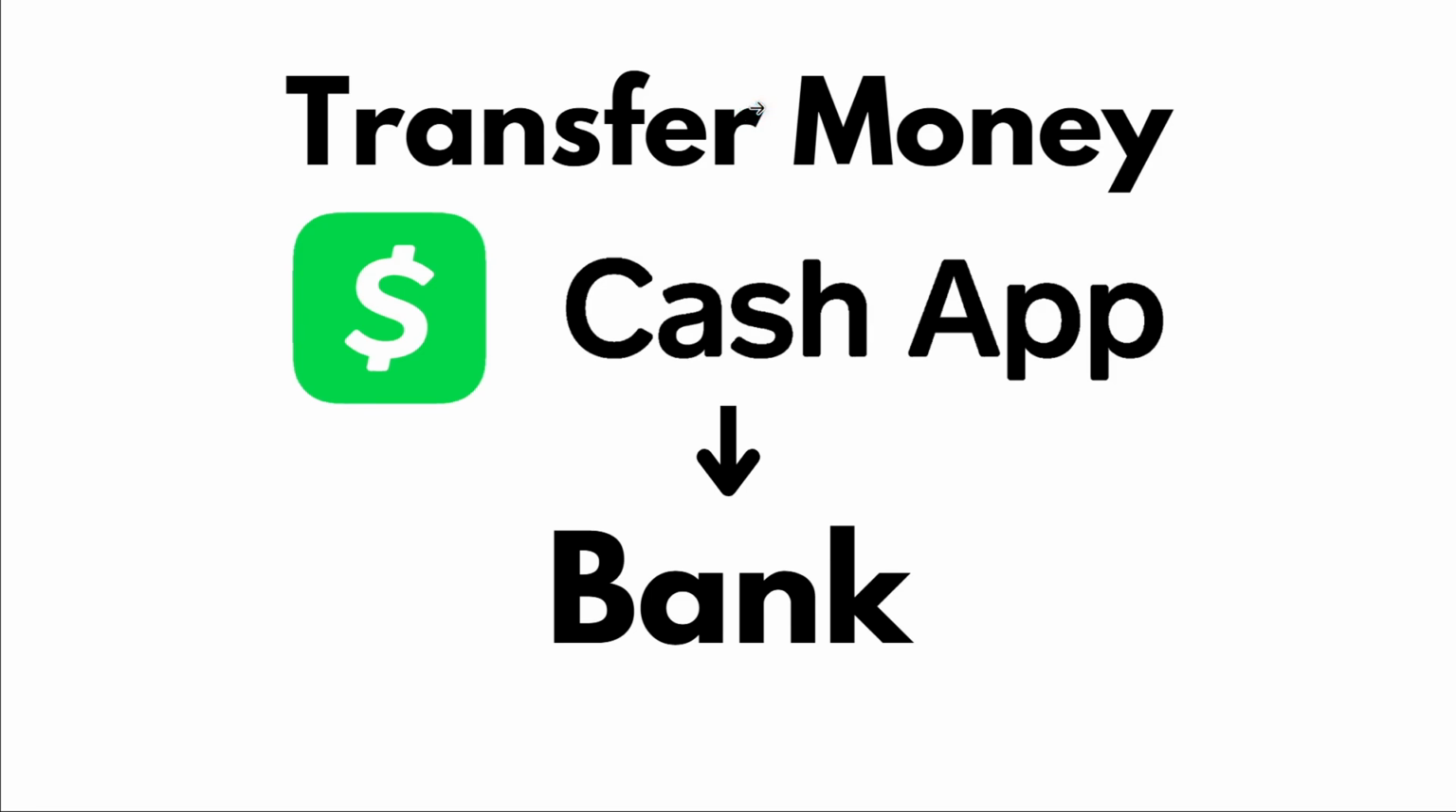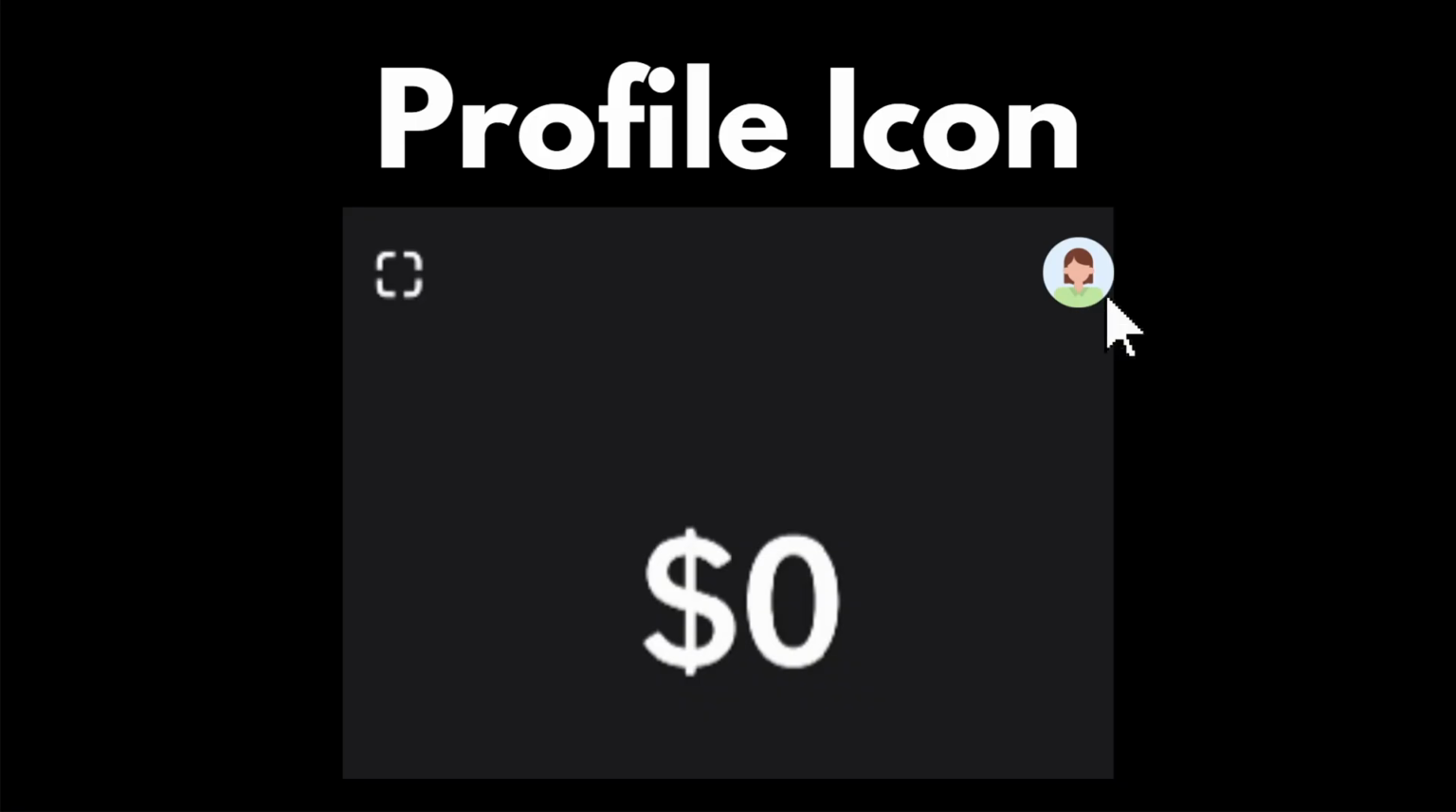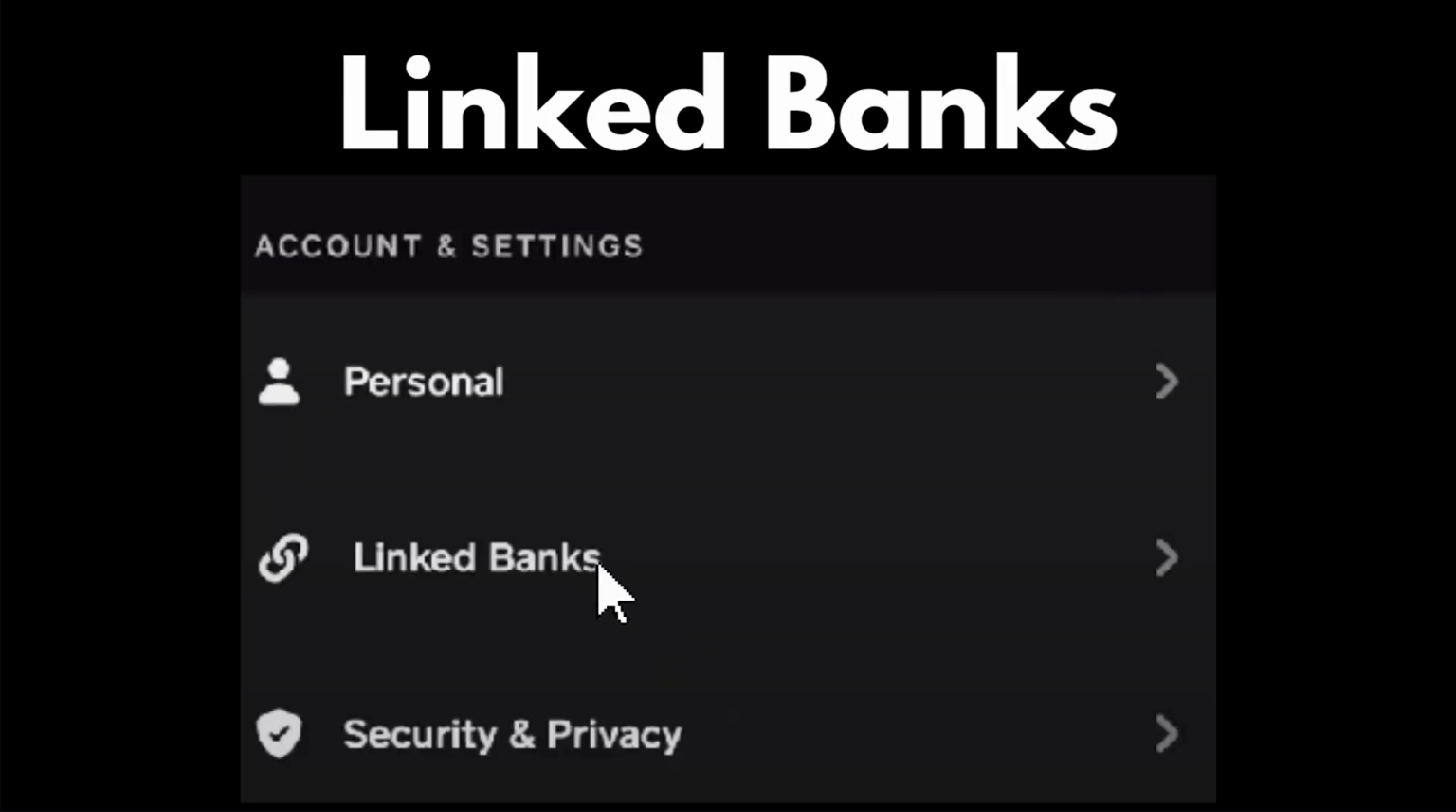So for today, I'm going to teach you how to transfer money from Cash App Bank to your bank account. So first, you need to open your Cash App application and just simply navigate to your profile icon on the top right corner of your screen. And once you clicked in, just simply click the link banks under the account and settings.